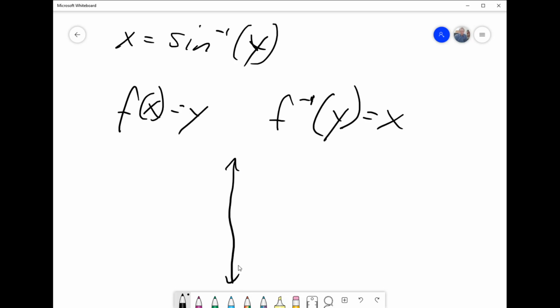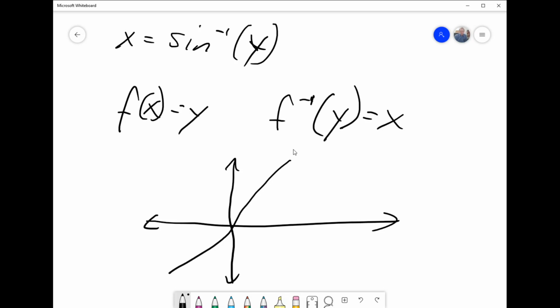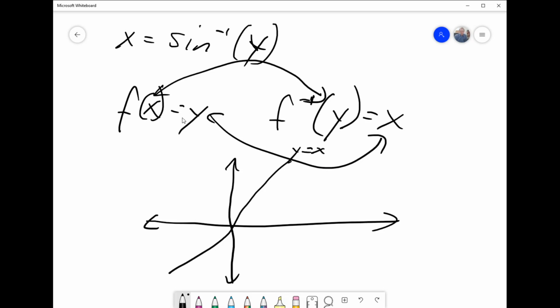This will connect to the reflection we just saw, because it's exactly the same as reflecting in the line y equals x. Where we used to have x, we now have y. Where we used to have y, we now have x. This is going to be equivalent to that reflection when we are taking the inverse here. So that is the key.